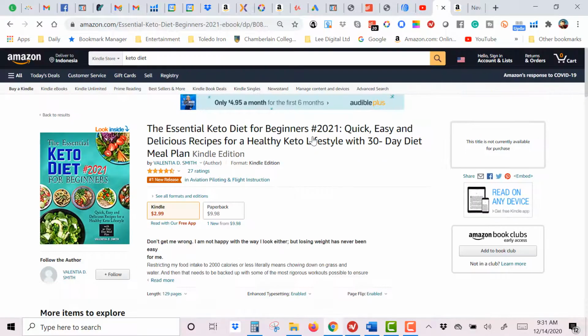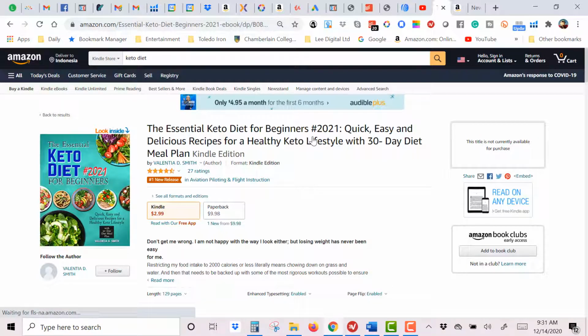And by the way, you have to click into the book to use this part of Helium that I'm going to show you. So first step here, again, you're confirming that these are self-publishers, and this is a self-publisher because he's number 1 in aviation and piloting and flight instructions. This is a very cheesy tactic to use, and I'm going to explain why. Number 1, it's not relevant to keto diet.